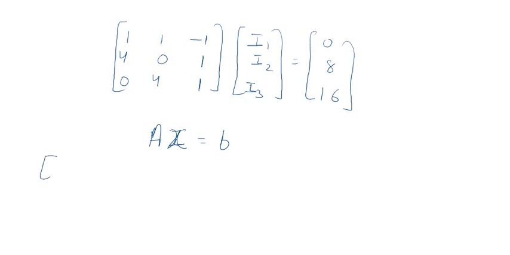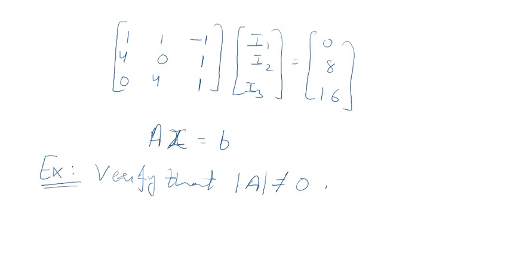Here you can verify that the determinant of A is non-zero. So the matrix is non-singular, which you can verify. If the determinant of A is non-zero, the matrix is invertible, so the solution will be given by X equals A inverse B.